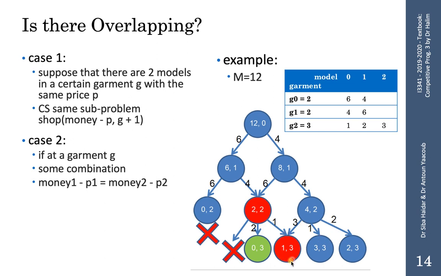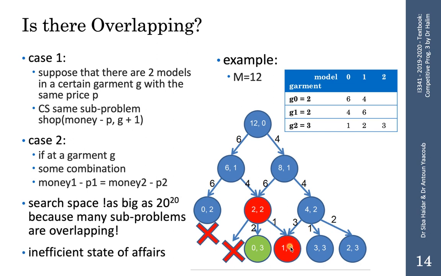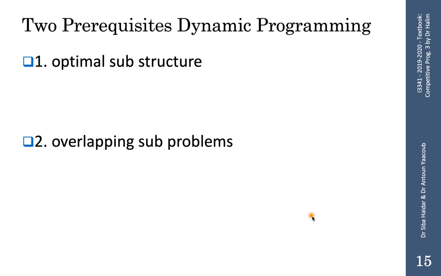And the problem here is that we don't know that they overlap. We are recalculating all the answers. And this is what we want to show. So, what we want to say is that the search space is really not big. It's not like 2 to the power 20, like the theory, because many subproblems are overlapping. So, this is an inefficient state of affairs.